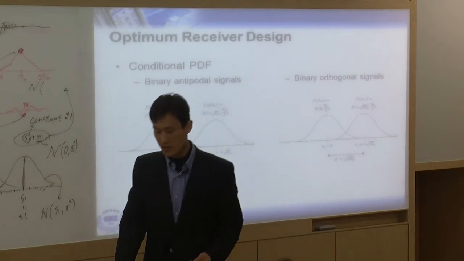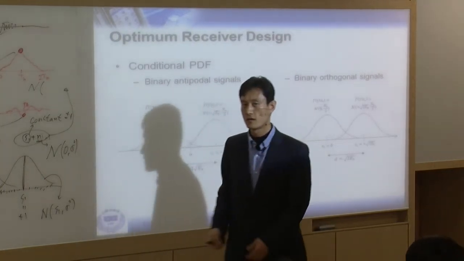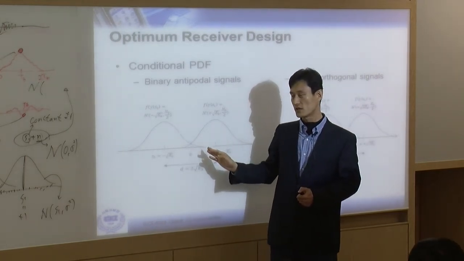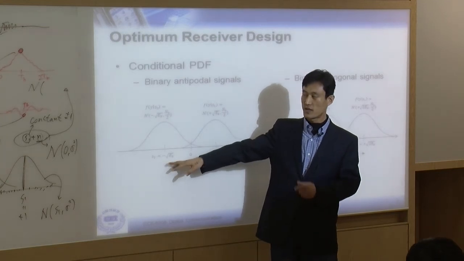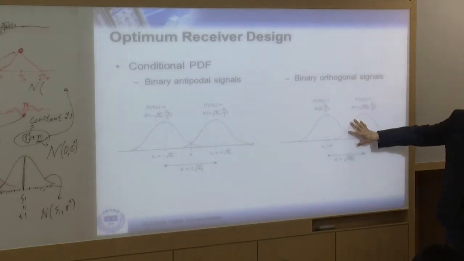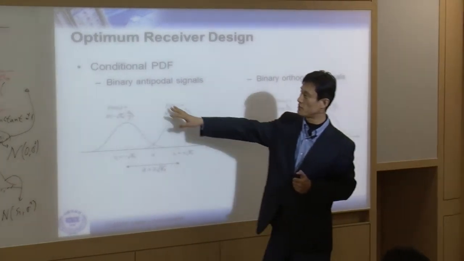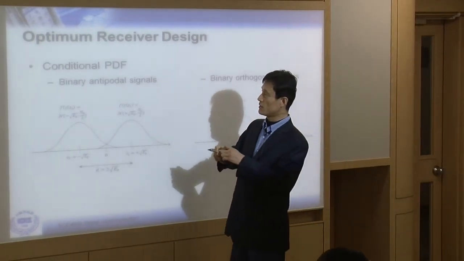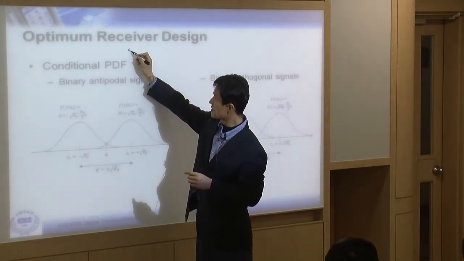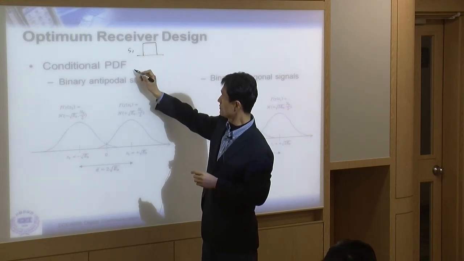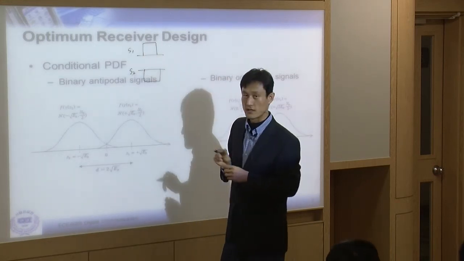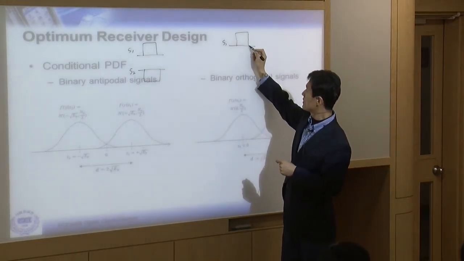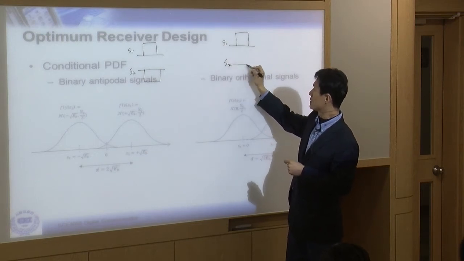Okay, let's move on. Let's look at this picture, the one that I just drew here. We have two Gaussian distributions, and the means for the distributions are S1 and S2. The difference between the left picture and the right picture is that the left one used the antipodal signal, and the right one is the orthogonal signal. Now remember the difference between antipodal and orthogonal. Antipodal was S1 looks like this, S2 looks like this. Whereas the orthogonal signal looks like S1 is on, S2 nothing.